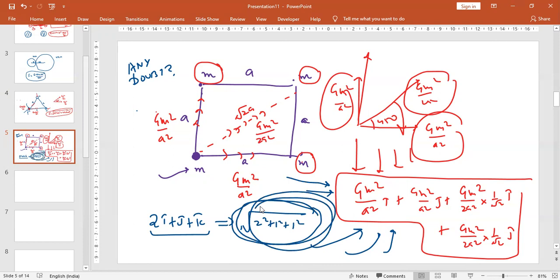So this is the way we find the magnitude, and this is the way we find force between two masses, three masses, or multiple masses. If multiple masses are there, then you have to use vector algebra. There is no other way to solve this kind of question. Okay, this is one topic which was very important.